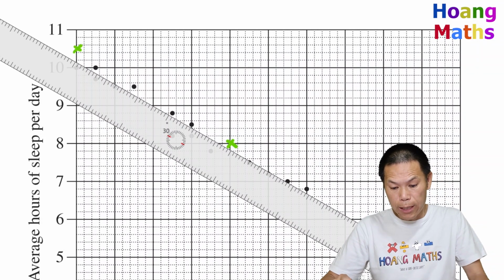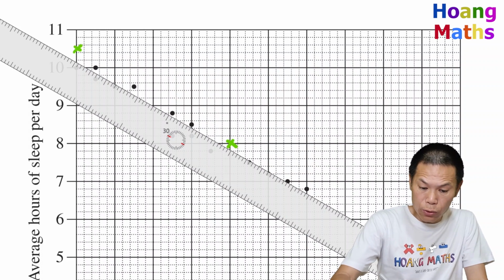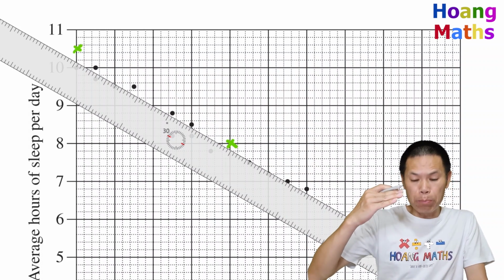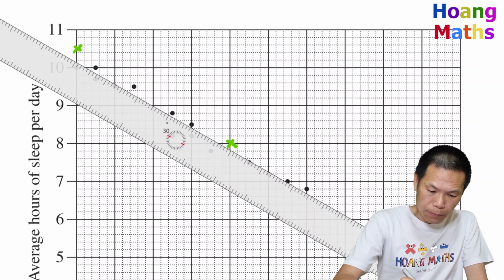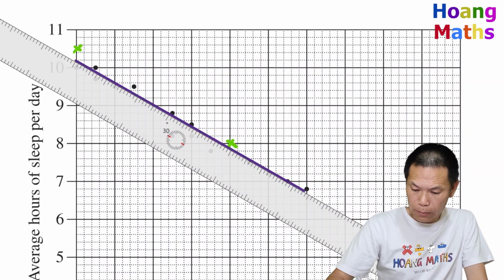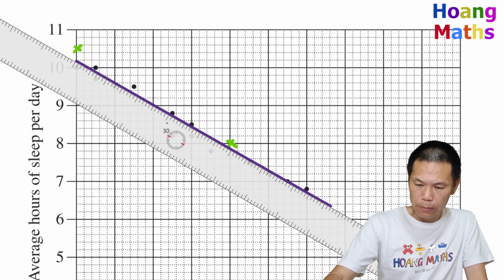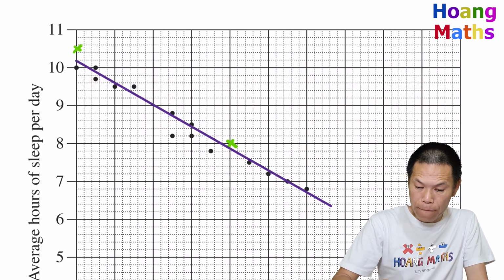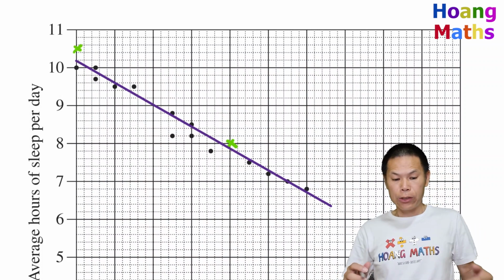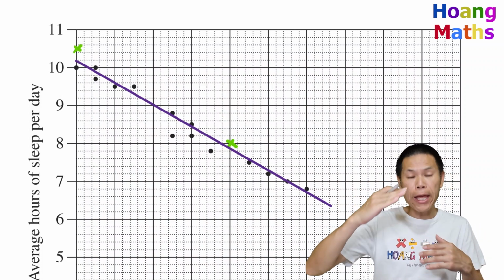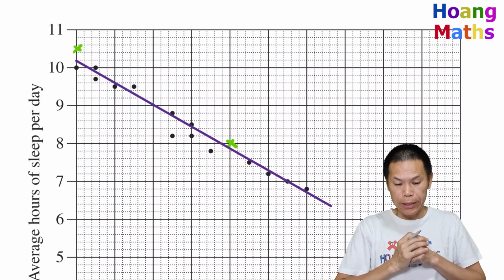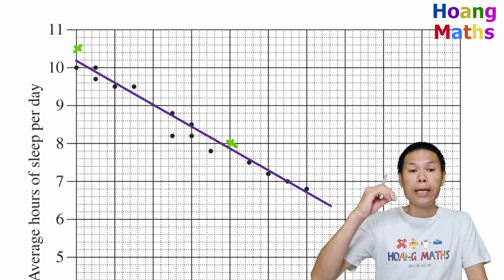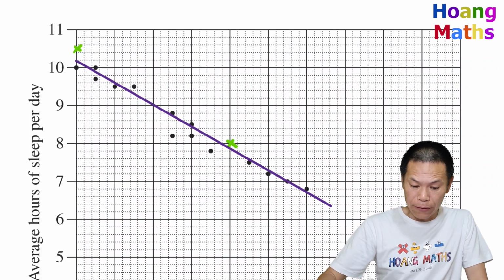So roughly like this, we have 1, 2, 3, 4, 5, 6, 7, 8. 8 points above the line. We have 1, 2, 3, 4, 5, 6, 7, 8. So 8 points above the line and then 8 points below the line. So it should be correct. So that is the line of best fit.